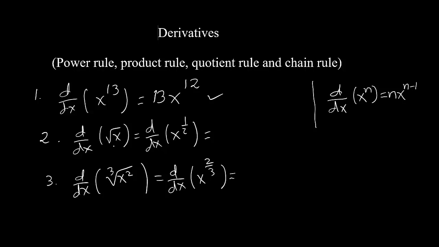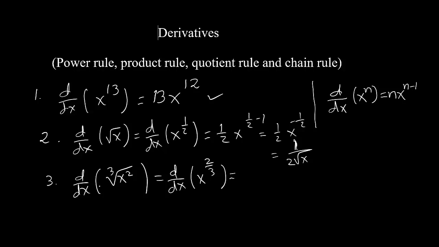The second one is a square root, meaning the exponent is 1/2. You get 1/2 and then x to the 1/2 minus 1, which is x to the negative half. If you want, you can write this in a simplified form like 1 over 2 square root of x, and it is good to remember that if you take the derivative of square root of x, you get 1 over 2 square root of x.